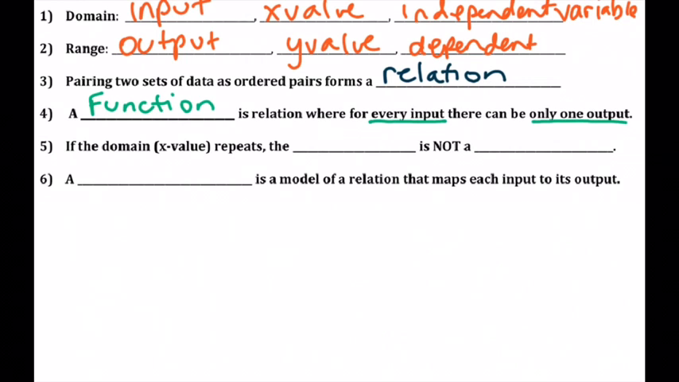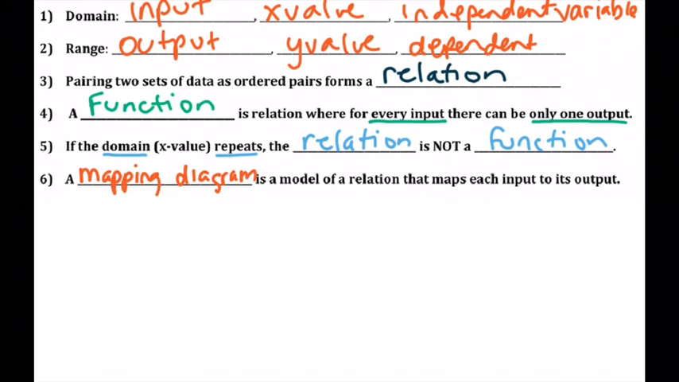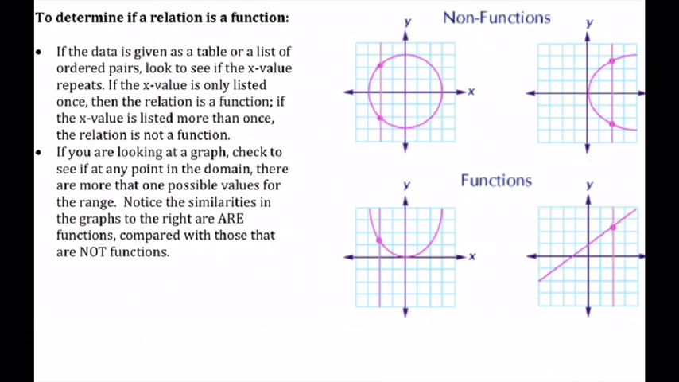Okay, and then the last thing that we're going to talk about as far as definitions go is a mapping diagram. It is a model of a relation that maps each input to its output. And I'll show you how to make a mapping diagram and how to read a mapping diagram, what it means. So it's just a visualization. All right, so let's go on to functions and start talking about how to tell whether something's a function or not. The next thing that you see on your paper says to determine if a relation is a function, and there's a couple of bullet points there.